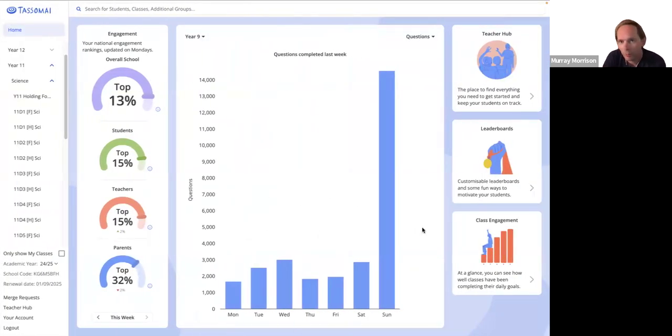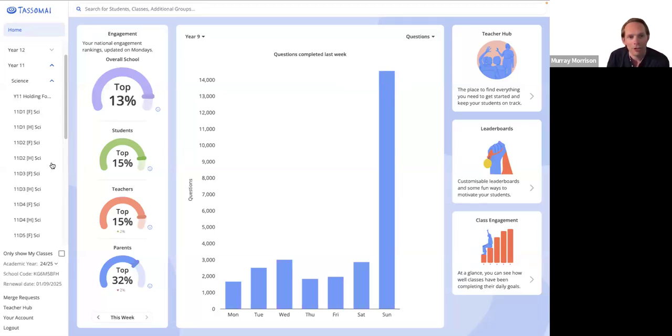Here is a school dashboard of usage data. You can see that typical spike on a Sunday when all those kids realize at 7 p.m. they haven't done their weekly goal. We're still really trying to smooth that out. And please do encourage your students to do their daily goals regularly on different days.